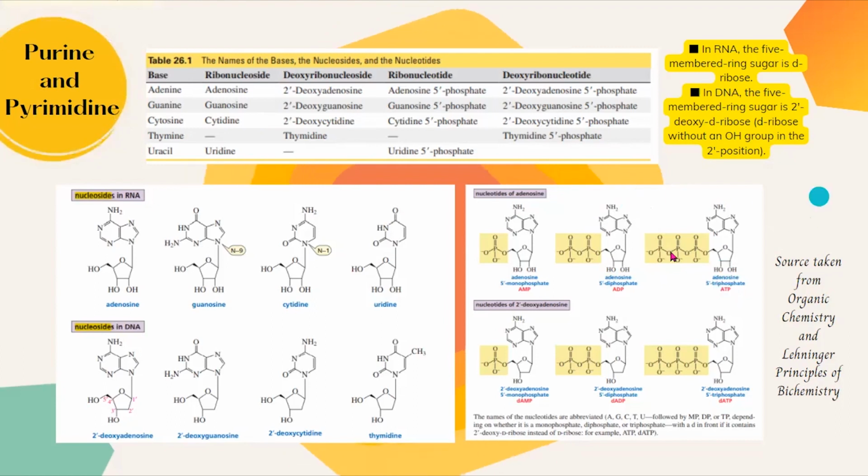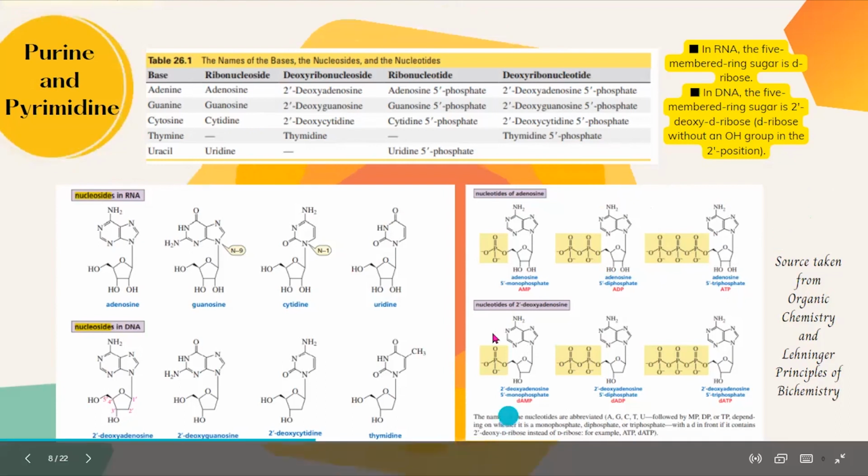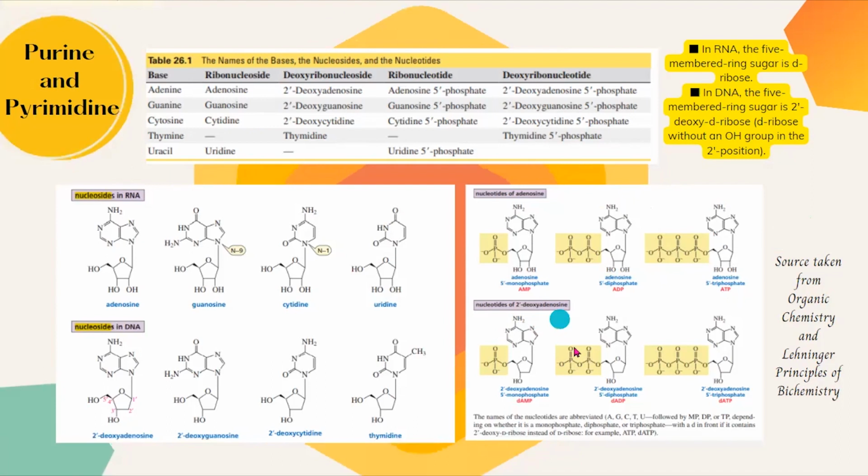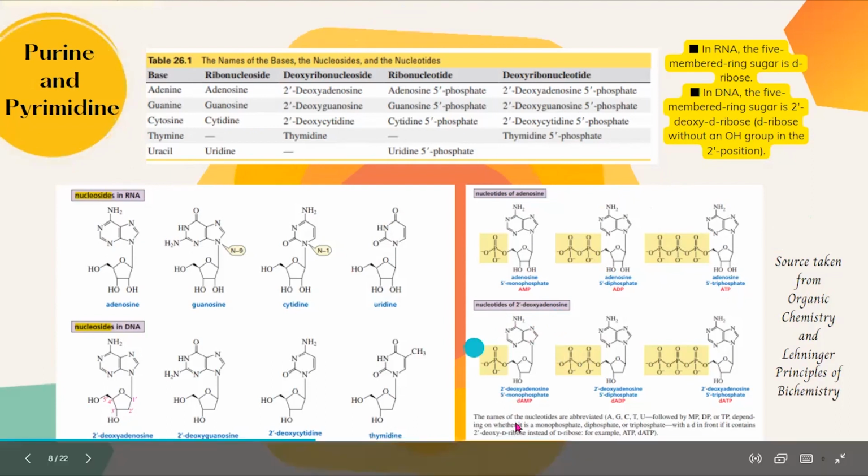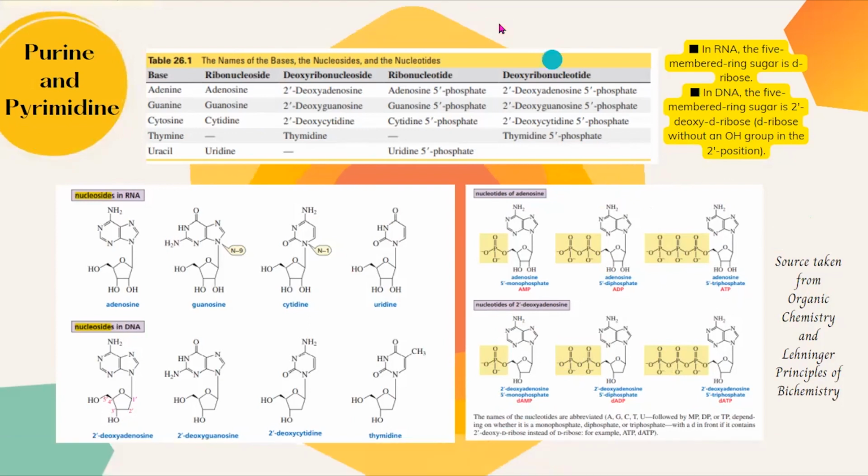The same goes for the nucleotides of 2'-deoxyadenosine here. One chain is known as monophosphate, two chains as diphosphate, and three repeated chains here are known as triphosphate. So that is all from me.